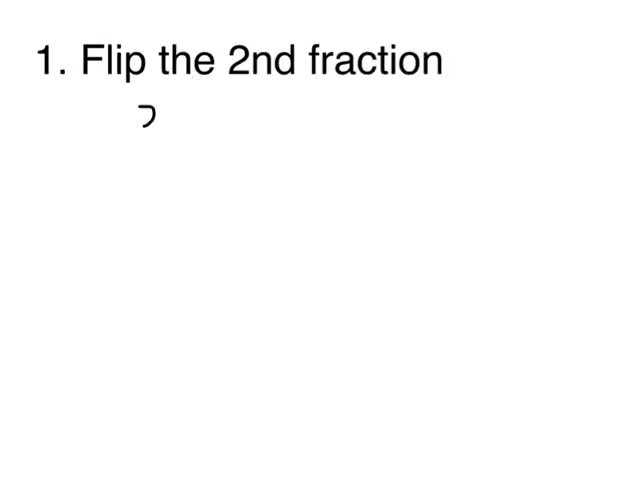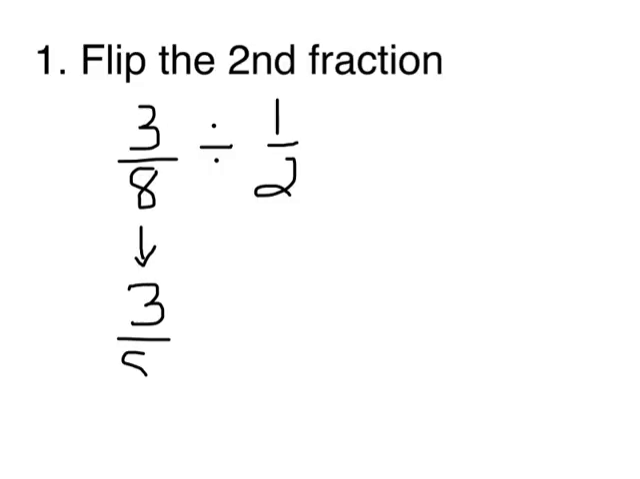In our example of 3/8 divided by 1/2, we do nothing to our first fraction, so we just write that down. Our first step is to flip this second fraction right here. So 1/2, I just invert the two numbers, becomes 2 over 1.